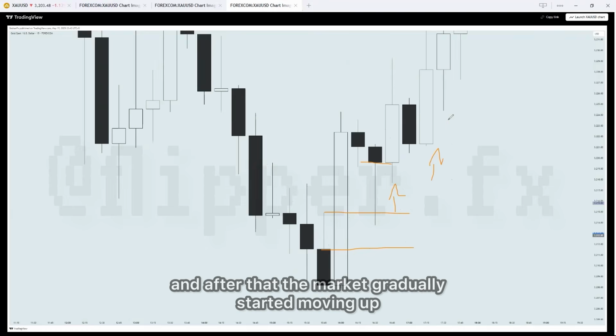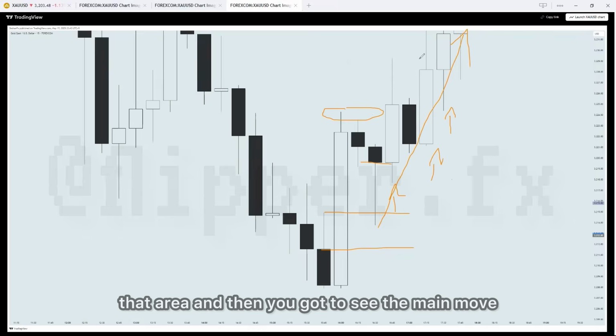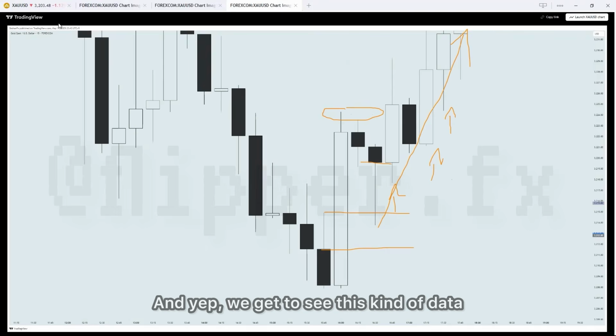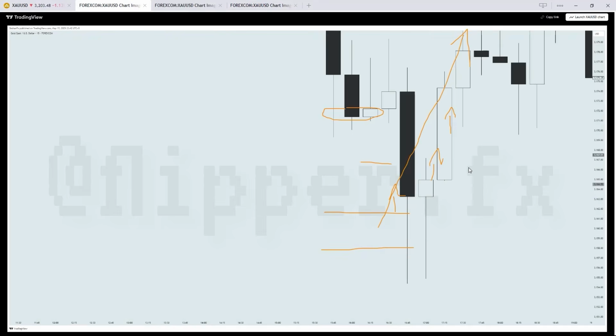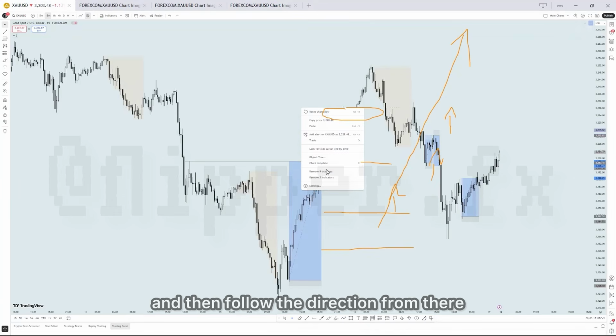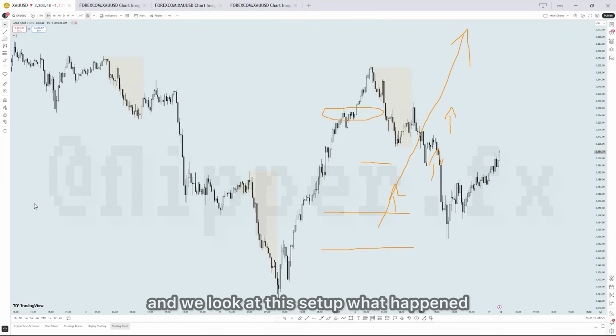And after that, the market gradually started moving up. And this was your first move, and then the market picked more orders from that area, and then you got to see the main move. And yep, we get to see this kind of data in the market on a daily basis. Our job is to find out where the main area is, where the market is getting hit, and then follow the direction from there. If I click on the chart here and we look at this setup, what happened?